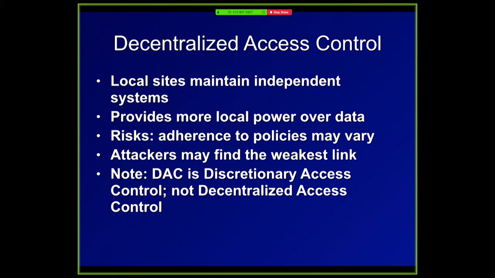So decentralized access control is where you allow your local sites of your company to do things without it all going to the central point of the company. This gives more local power, but it also means people might not obey the policy. Our college did not have central control of the antivirus on campus, and it turned out there was one lab where they didn't have enough RAM, and they actually took the antivirus off the machines to make them run faster, and then they got infected with viruses, of course. And that's the kind of thing that might happen if you let each local site have control over things. Anyway, discretionary access control is DAC, not decentralized access control, which is a rather rare thing to come across.